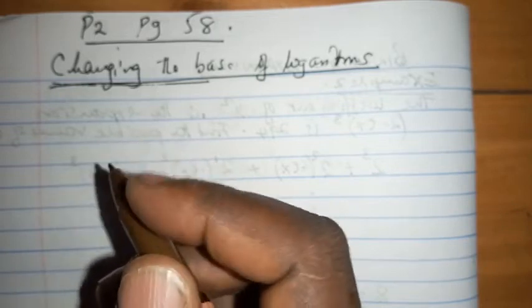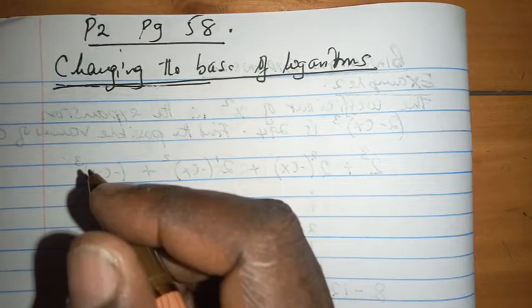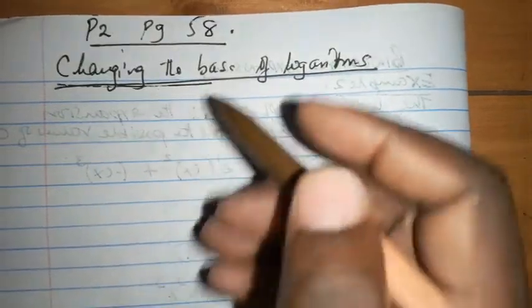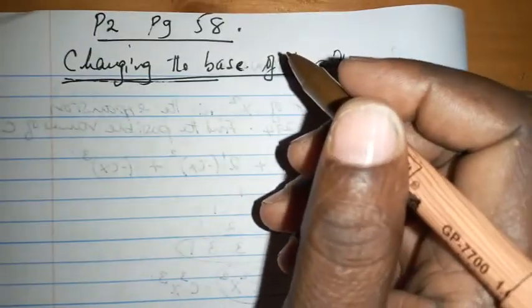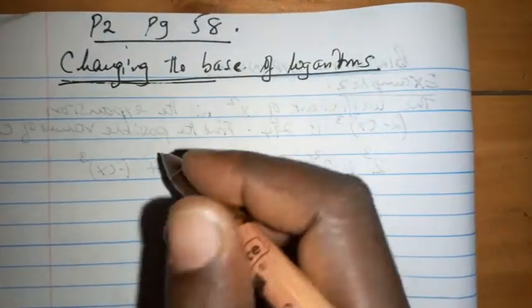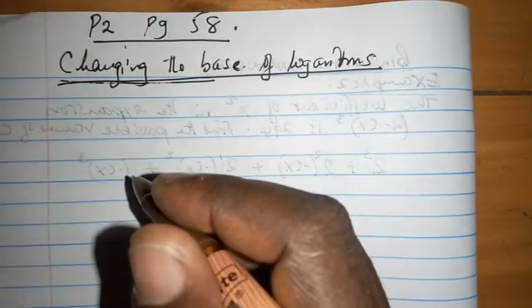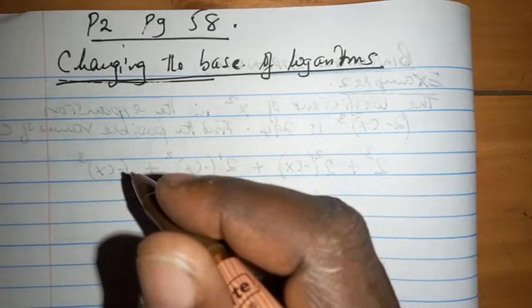Pure Mathematics 2, and we'll be discussing changing the base of logarithms. And in this one we will go through some steps, and we are saying that it is sometimes very convenient to rewrite logarithms using a different base.